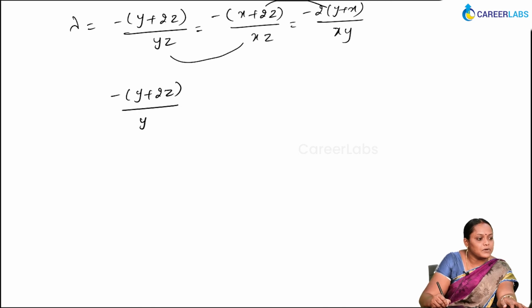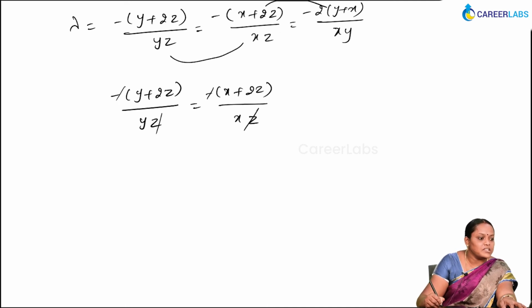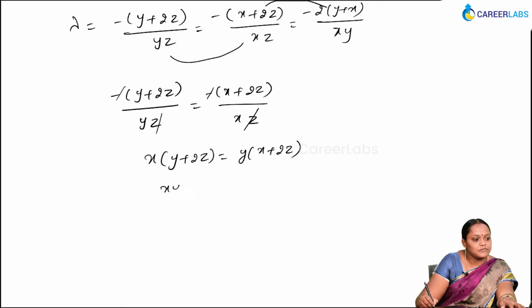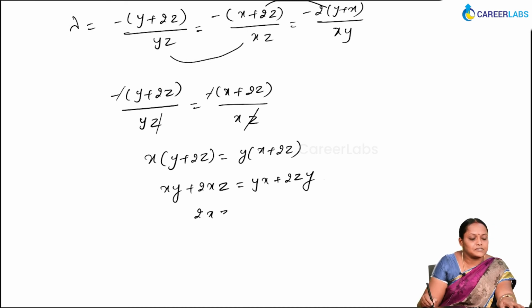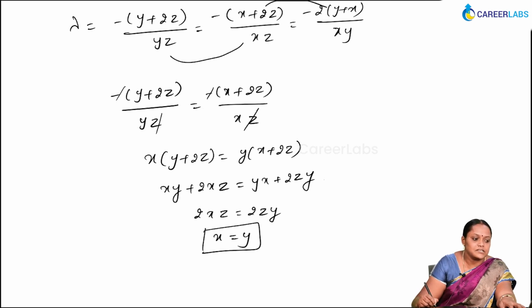So now let us equate these two as one ratio and another combination as these two. So this is minus of y plus 2z by yz is equal to minus of x plus 2z by xz. So z will get cancelled, negative also will get cancelled, and the remaining will be x times of y plus 2z, which is equivalent to y times of x plus 2z. When you multiply, this will give you xy plus 2xz. This is nothing but yx plus 2zy. So yx and xy will get cancelled, and the remaining will be 2xz is equal to 2zy, and 2z will get cancelled, and you will get the answer as x is equal to y. So we have got a relation between these two.